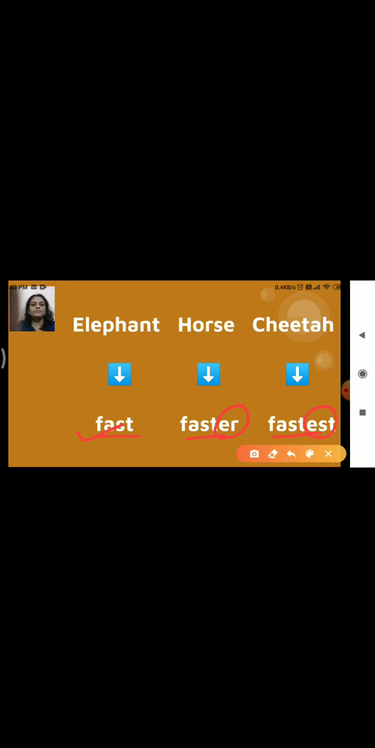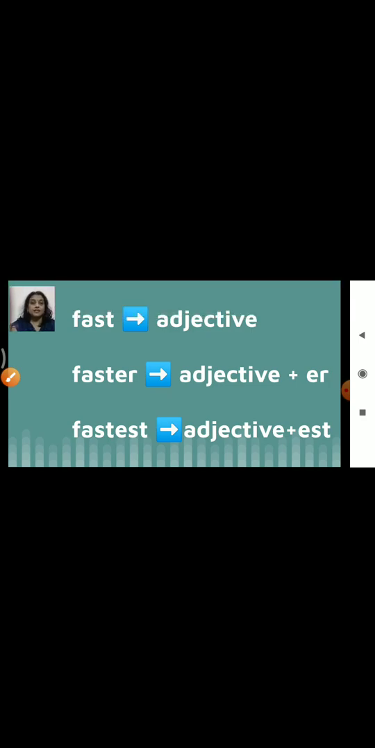Now what are they? Fast, this word is an adjective. We were describing their running. How was it? Fast. How was the elephant running? Fast. Horse was running faster than elephant, and cheetah was the fastest, right? So here the word fast is an adjective. And then we got another word, that is faster.